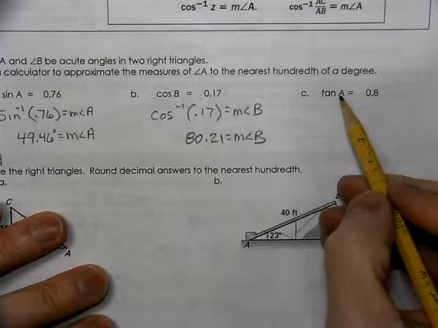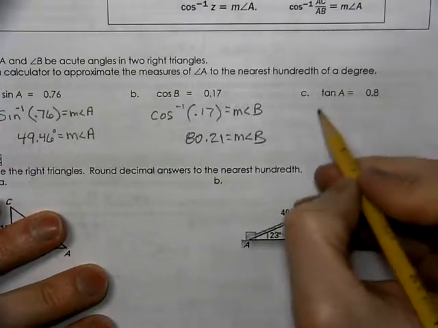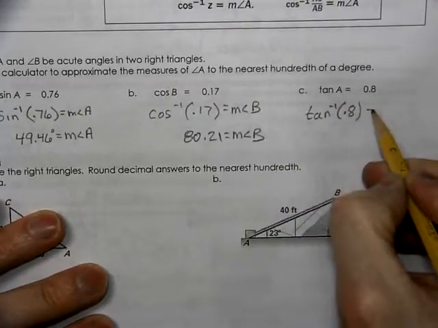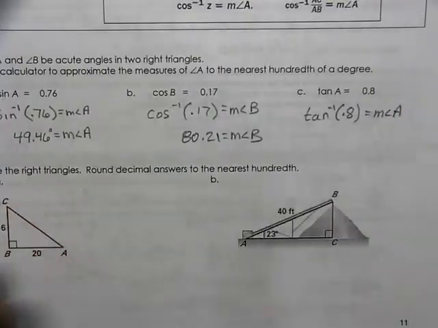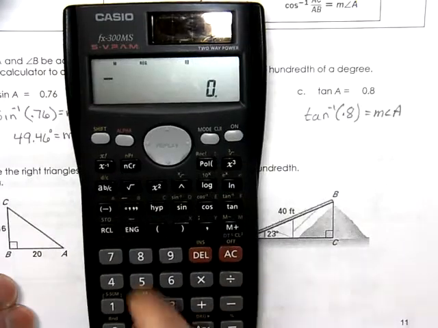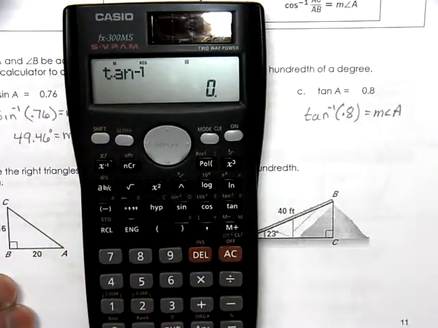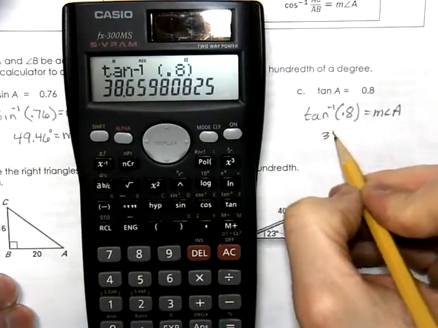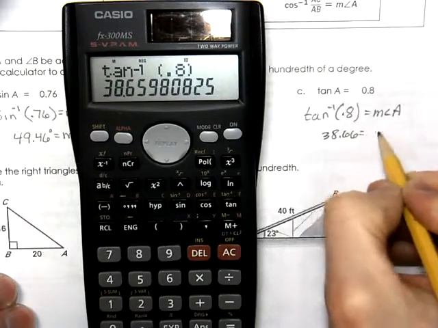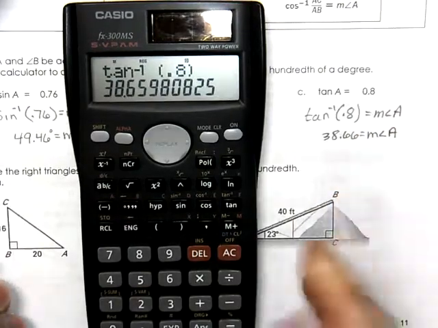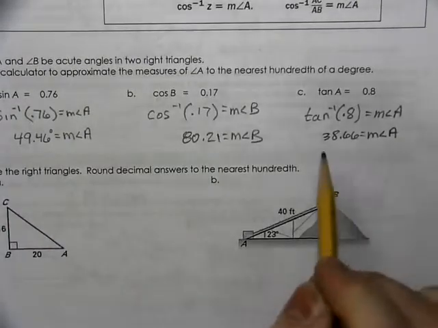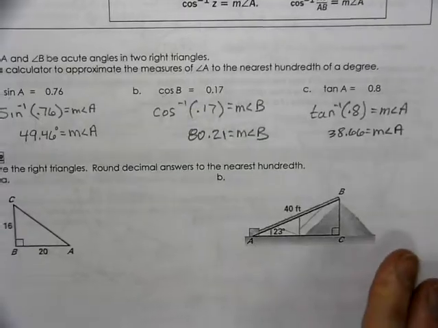If the tangent of an angle equals 0.8, then we would ask tangent inverse of 0.8 to figure out the measure of angle A. Again, tangent inverse of 0.8 gives us 38.66. So what we practiced here is how to plug it into your calculator.